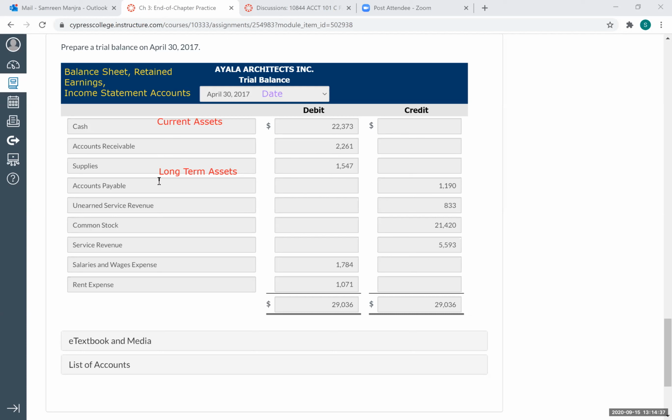Then a company would include their current liabilities. And if they had any long-term liabilities, they would list those afterwards. After the liability section, we would have equity. So we'd have our common stock and retained earnings. And after our equity, we would include in our dividends.